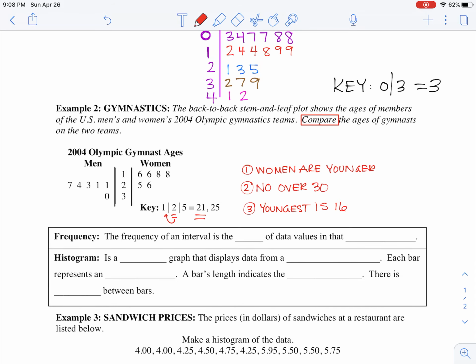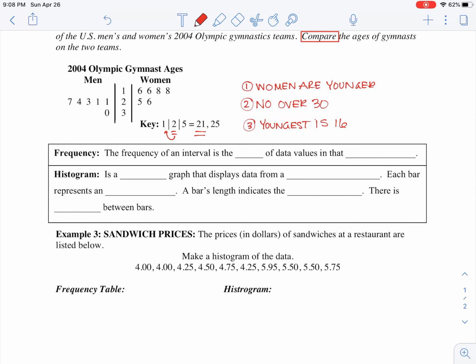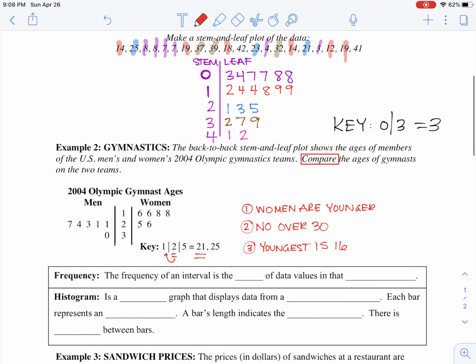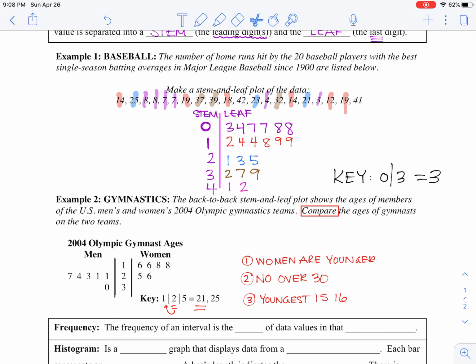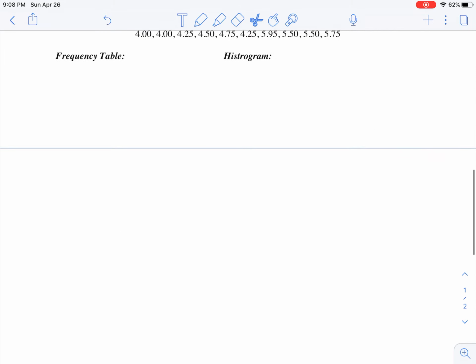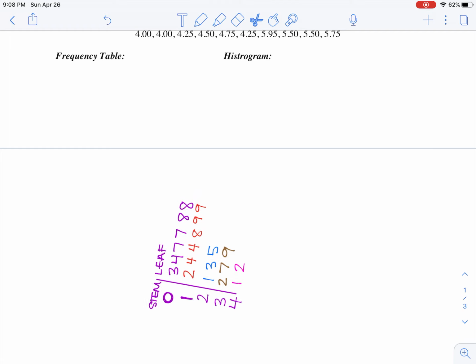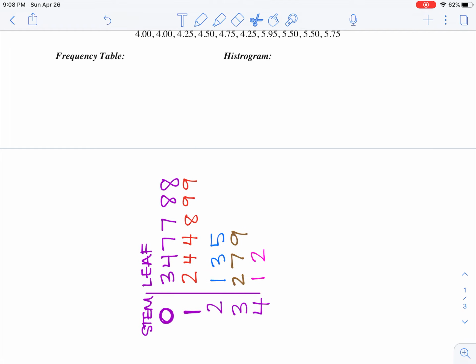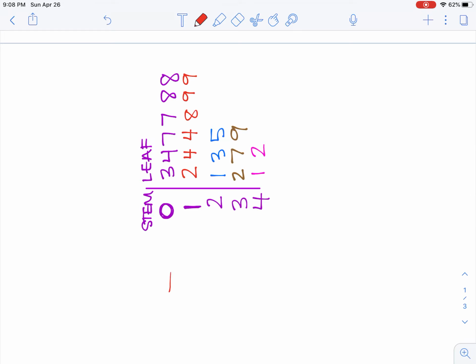So that's your take on stem and leaf, which leads us to frequency distributions and histograms, which are actually related in a cool way. I'm going to turn this on its side. One of the cool things about a stem and leaf plot is it organizes data into intervals. Everything in this stem is from 0 to 9, then this stem is from 10 to 19, then 20 to 29 and so on. So we're organizing the data into what we call intervals.